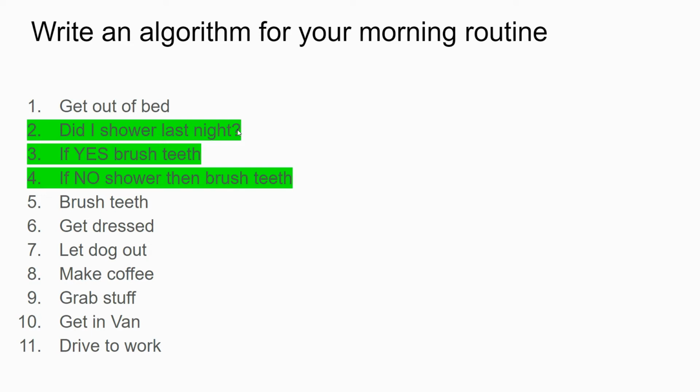Is it raining? If yes, grab an umbrella. If no, don't grab an umbrella. Okay, so you need to add a conditional question and a yes answer and a no answer to your algorithm. And what we're going to do is turn our algorithm into a flowchart.